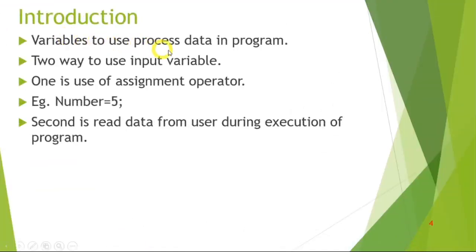Now, variables are used to process data in a program. We use variables to process the data, which we have already discussed in previous chapters, what a variable is. Now, there are two ways to give input to a variable. One is using the assignment operator, for example number equals 5, semicolon. Second is reading from the user during the execution of the program. Whenever you run the program, it will ask you about, say, radius, circumference, or some names, that in execution it will ask you.